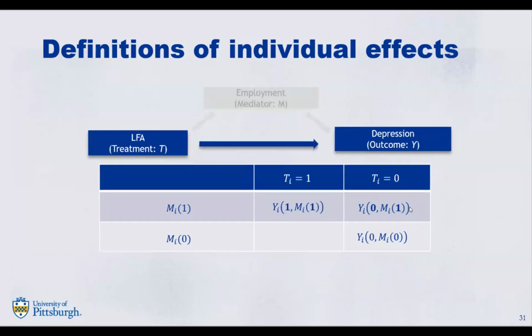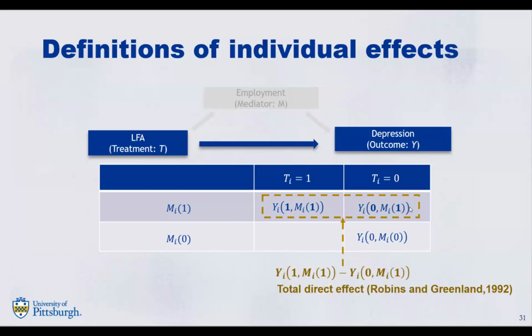And again, the last exercise: how to define the direct effect, which is the effect of the treatment on the outcome without changing the mediator. So the potential mediator is held constant while the treatment is changed from 0 to 1. Yes, the answer is the comparison of the first two potential outcomes in the first row, which is known as the total direct effect.